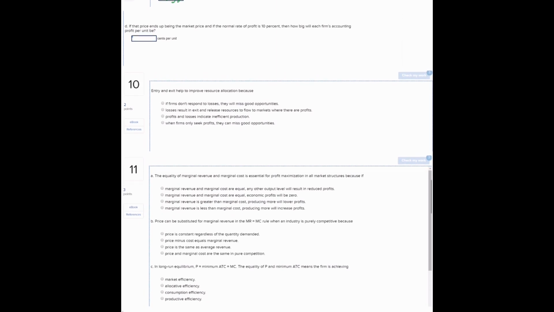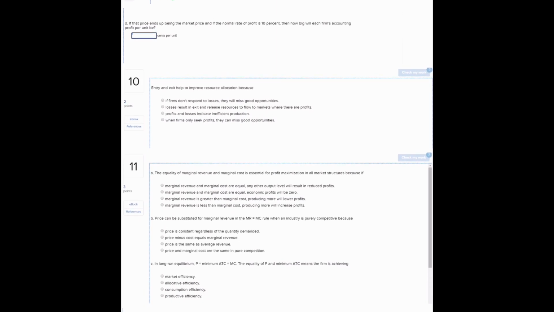which means that the firms can continue to produce. Part D of this question, if that price ends up being the market price, and if the normal rate of profit is 10%, then how big will each firm's accounting profit per unit be? And so it's going to be, cents per unit is going to be 3.8, 10% of that 38.